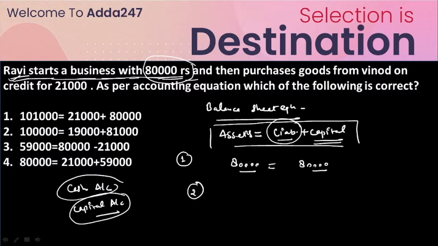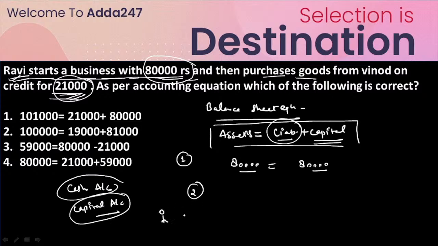After that, it is written that it then purchases goods from Vinod on credit for 21,000 rupees. So here it is clearly mentioned that goods are purchased on credit for 21,000 rupees. That means it is now a liability for the company, isn't it? It is a liability for the company, and because goods are purchased, it will also be a part of our inventory.